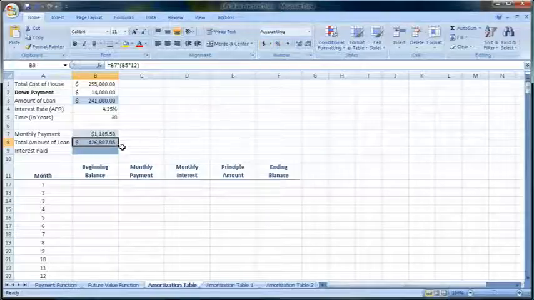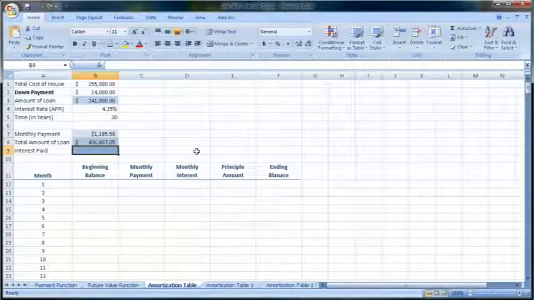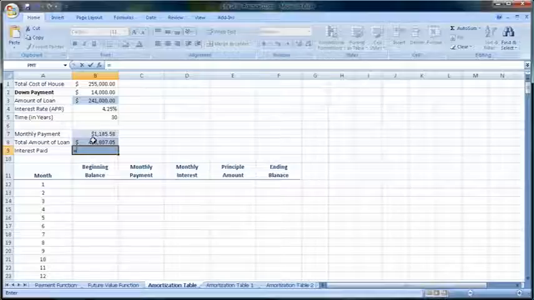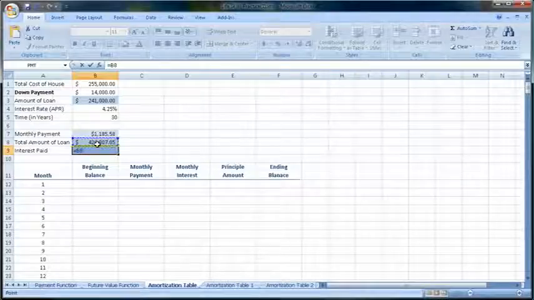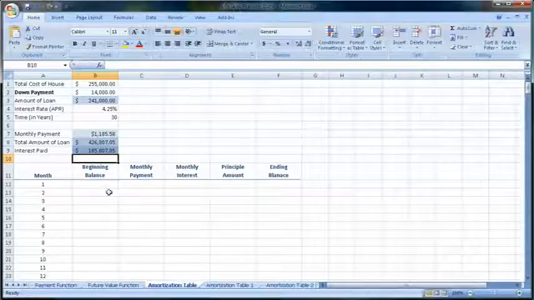Okay? So let's figure out how much we're going to pay for our $241,000 or $255,000 house. We're going to end up paying $426,000 on a $241,000 loan. So the interest paid to the bank is simply the total amount of the loan minus how much I borrowed from the bank to find out that I'm paying $185,807.05 in interest.